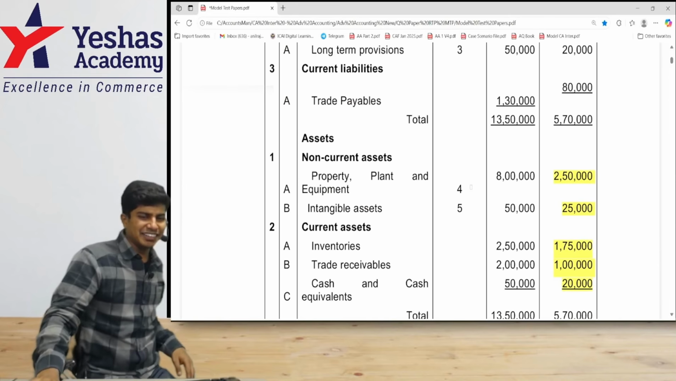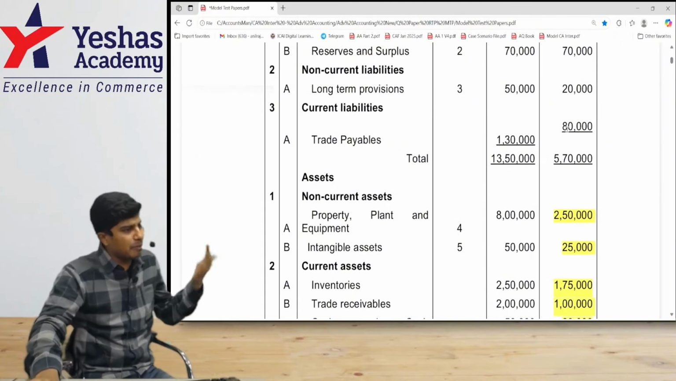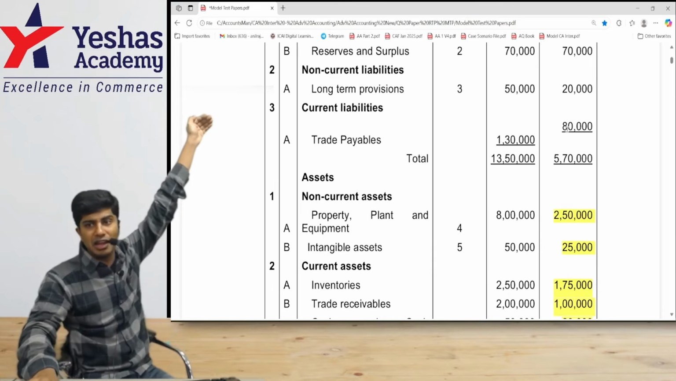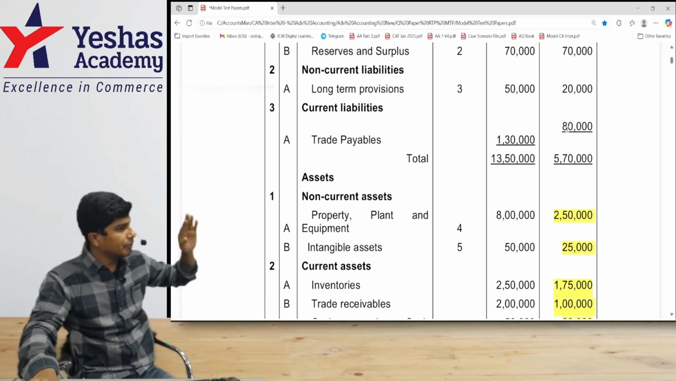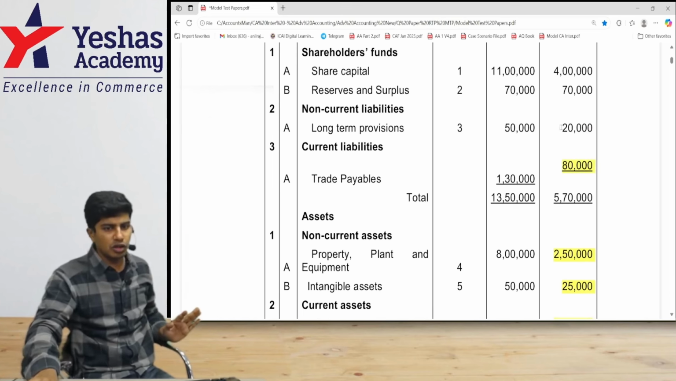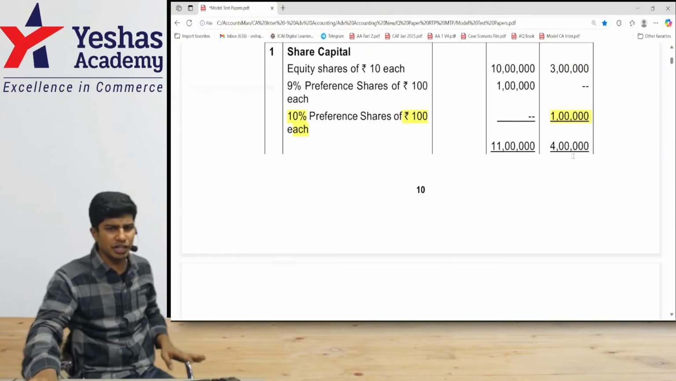So assets done. If you see the liability side, we have trade payables. Nothing mentioned, so I'll assume all liabilities are also taken over. Liabilities don't start from the top. Why? On the top we'll have the share capital and reserves and surplus, which will never be taken over. Start from the bottom. I'll assume trade payables 80,000 taken over at value. Long term provisions 20. What is there in long term provisions? Retirement gratuity fund. Assume that is also taken over.